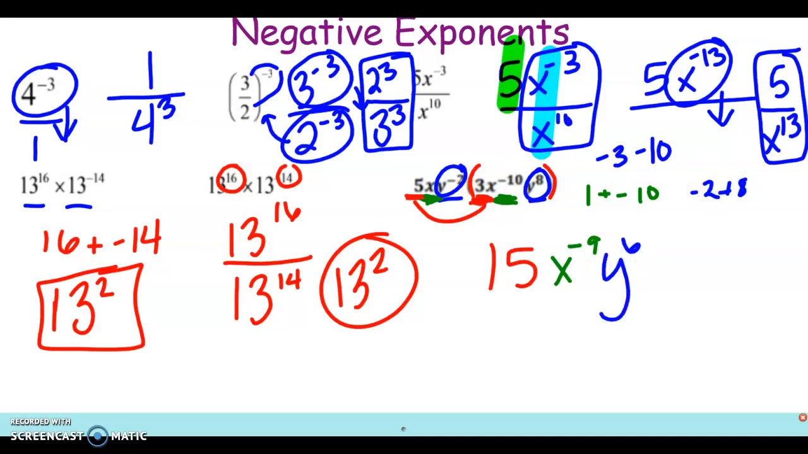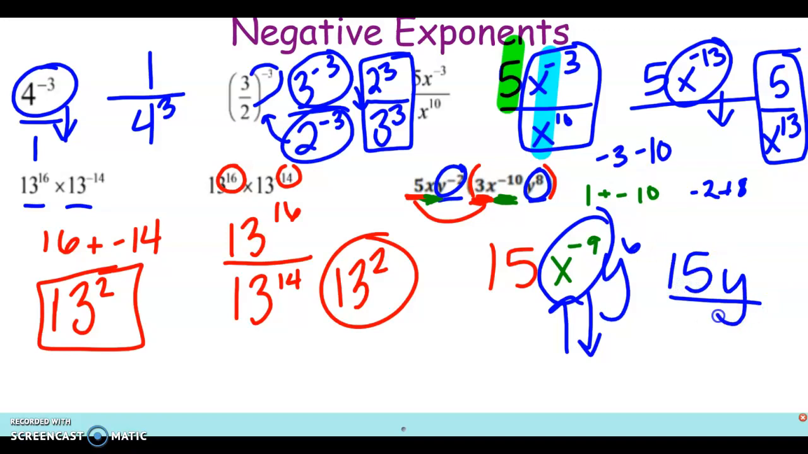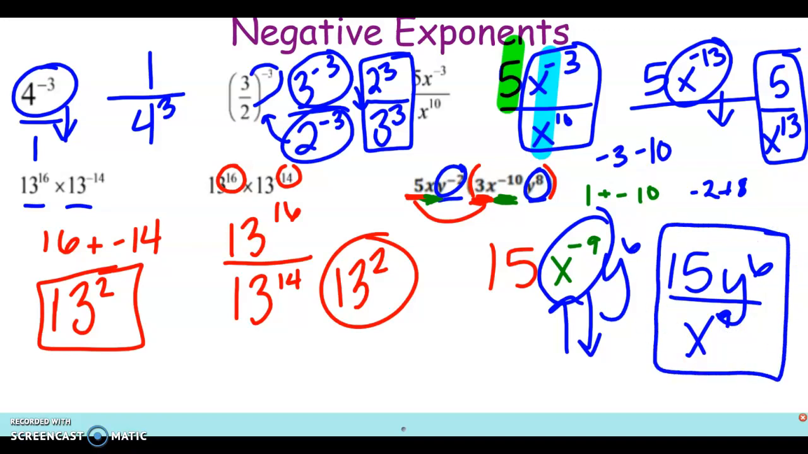Now I'm not done just because this pesky little x is negative. So if that's the case, I'm going to drop it like it's hot and drop it on down. So I've got 15 and y to the 6th both hang out on the top, where the x to the 9th goes to the bottom. And remember, when it goes to the bottom, it becomes positive.